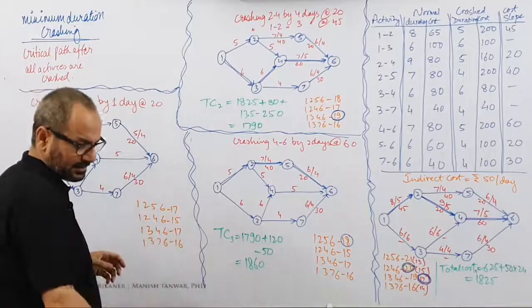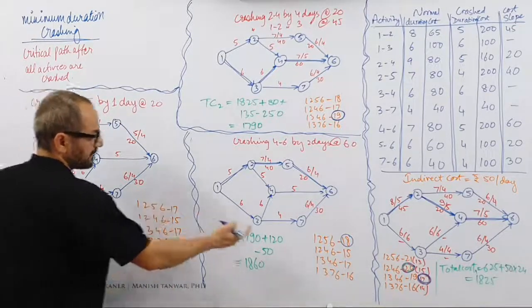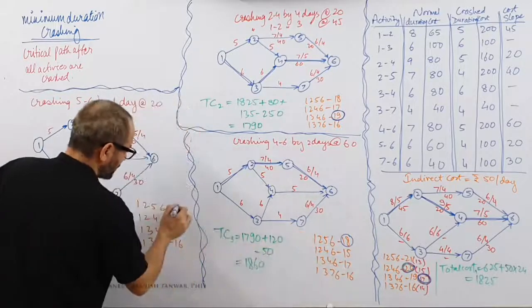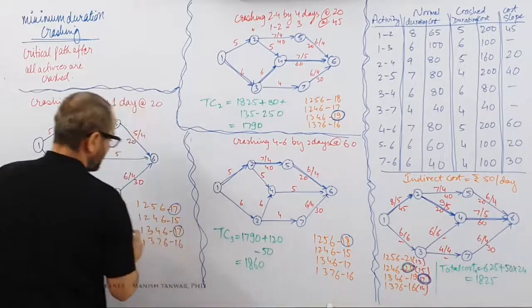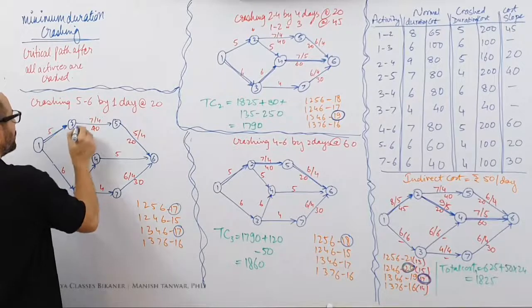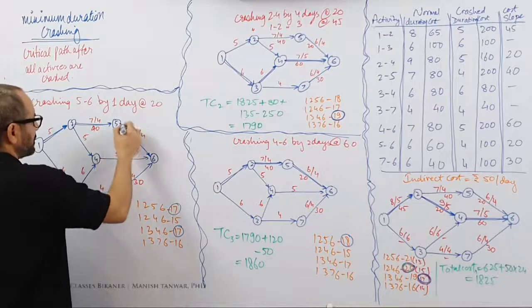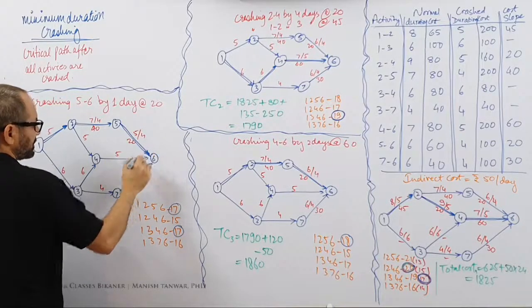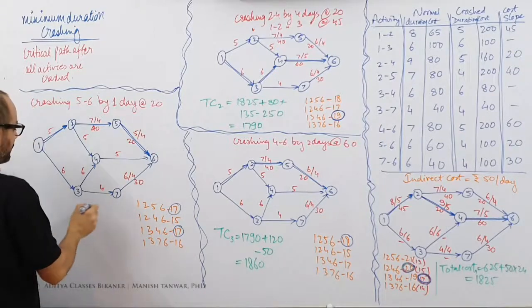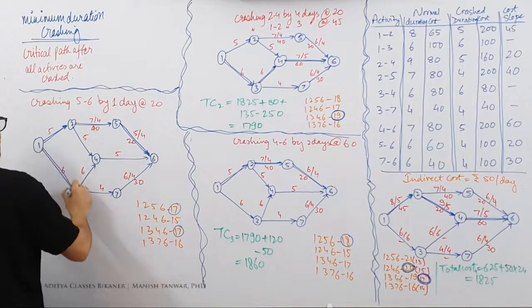Now what is the critical this time? As a result of this crashing, this 18 has come down to 17. So I have two criticals in fact. 1, 2, 5, 6 is also critical. 1, 2, 5, 6. What is the critical path? You can check out in earlier lectures. 1, 3, 4, 6 is also critical.